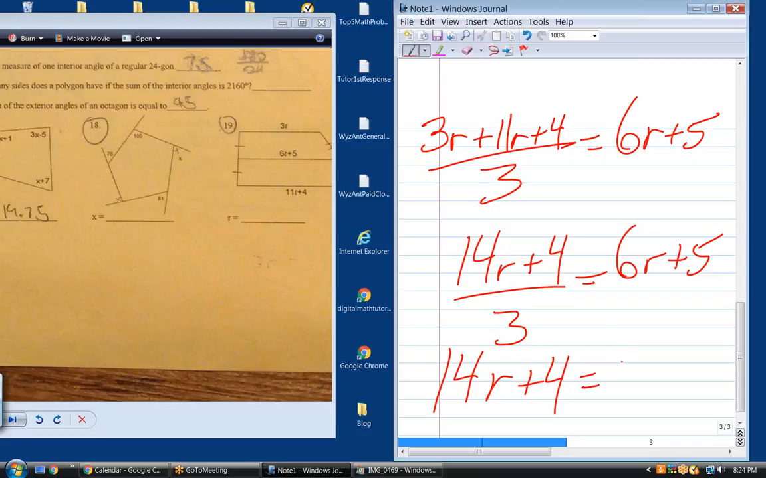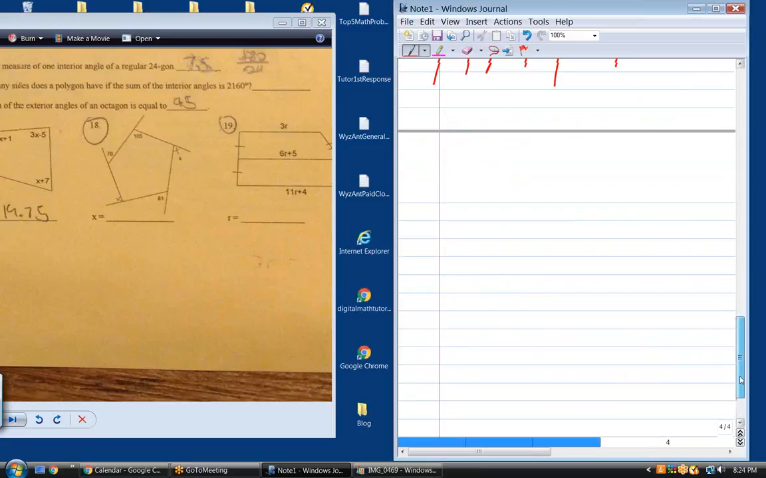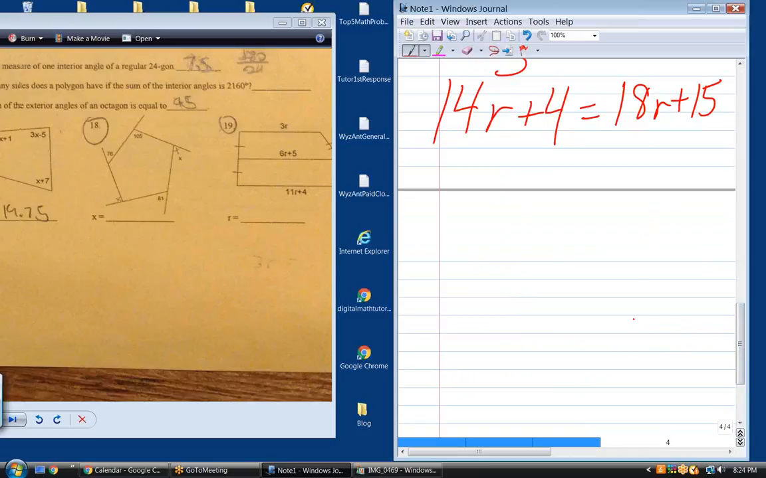Would you have 18r plus 15? Now what? Well, then you could just subtract 14r. So that leaves 4r over there. What about the numbers? Then you could subtract 4 from 15. Okay, and that leaves plus 11.